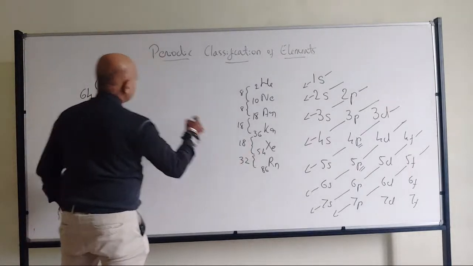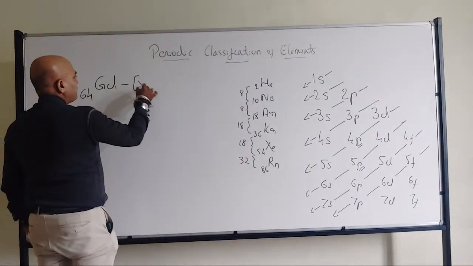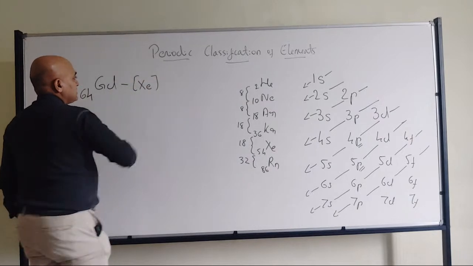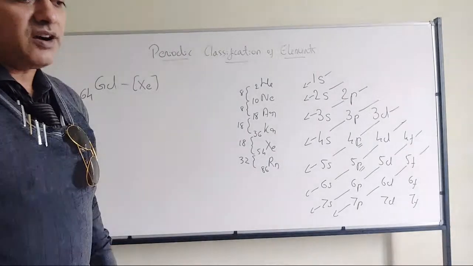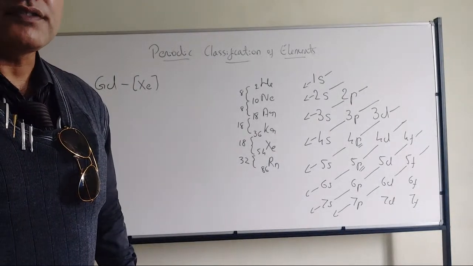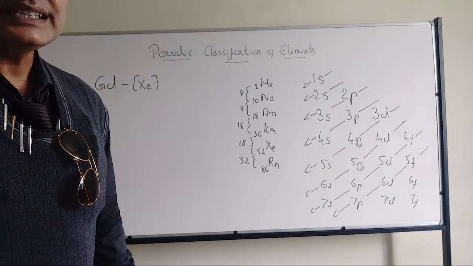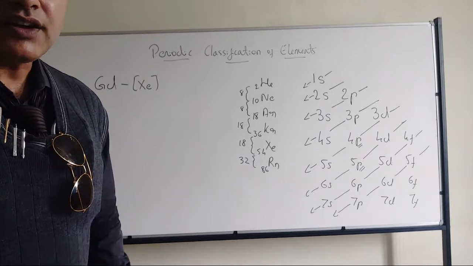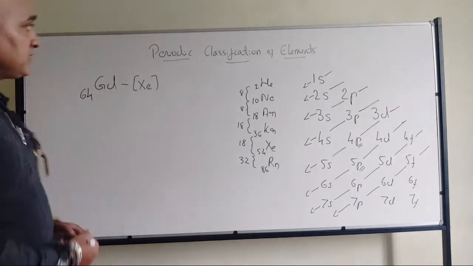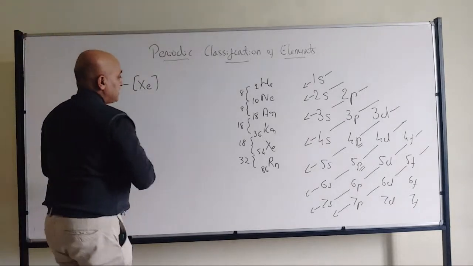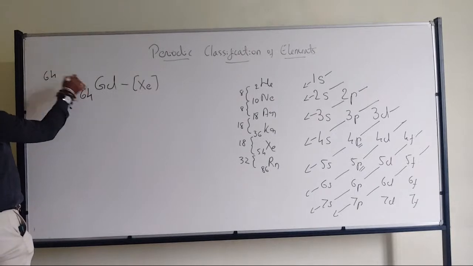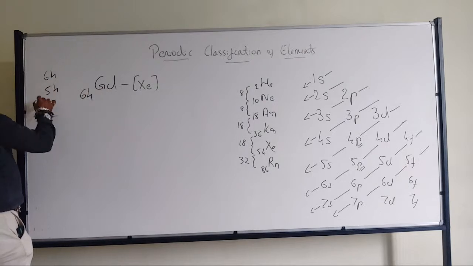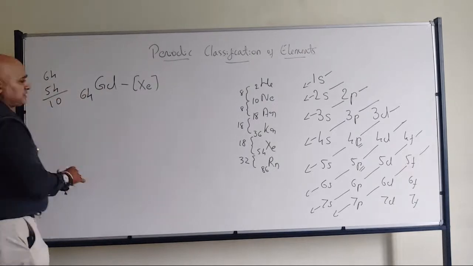So gadolinium, 64. That means I should take the help of xenon. Some of you have written already. So xenon. What is the atomic number of xenon? That is 54. So naturally, the leftover electrons will be 10, because 64 belongs to gadolinium and 54 belongs to xenon.